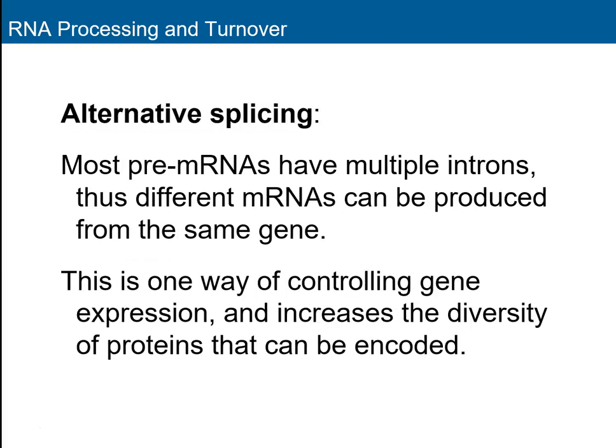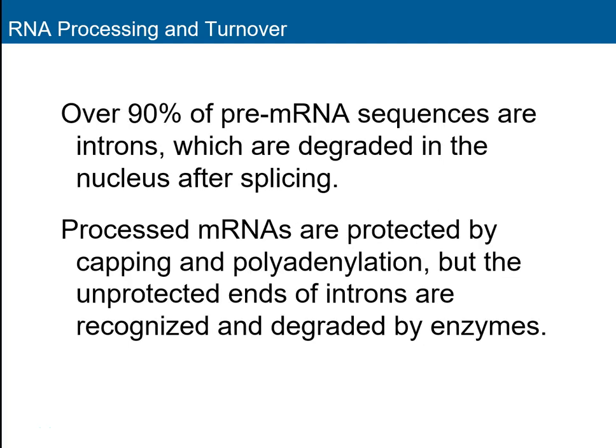Okay, and we mentioned this before in terms of alternative splicing, okay? So again, that involves those introns, right? It says most pre-mRNAs have multiple introns, and so different mRNAs can be produced from that same gene. And again, this is a way of controlling gene expression, right? And also increases the diversity of proteins that can be encoded from one transcript, essentially, okay? All right, so it says over 90% of pre-mRNA sequences are introns, okay? We even talked about this in chapter 6 when we're just talking about DNA in general, that there's lots and lots of non-coding sequence. Okay, processed mRNAs are protected by capping and poly A, okay?